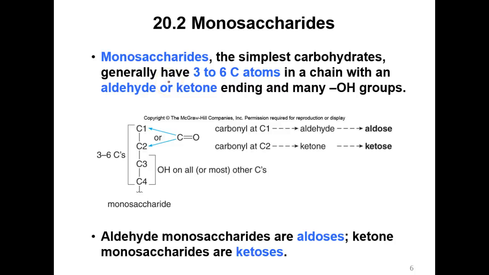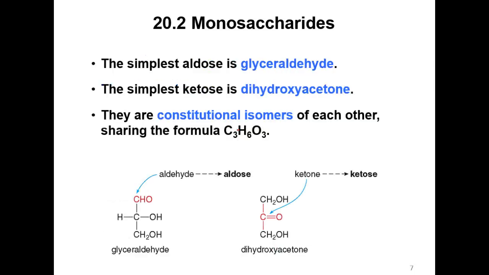All right, monosaccharides can range somewhere between 3 to 6 carbons. All right, and can either be an aldehyde or a ketone. All right, and every carbon other than the aldehyde and ketone carbon is going to have an OH group. All right, so if it's an aldehyde, it's what's called an aldose. All right, if it's a ketone, it's called a ketose. So keep that in mind when we start looking at some of the names.